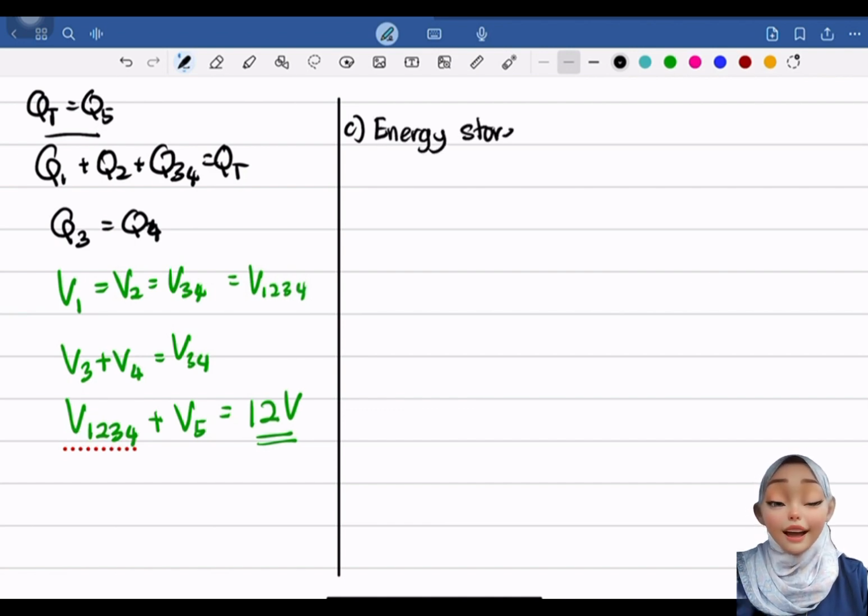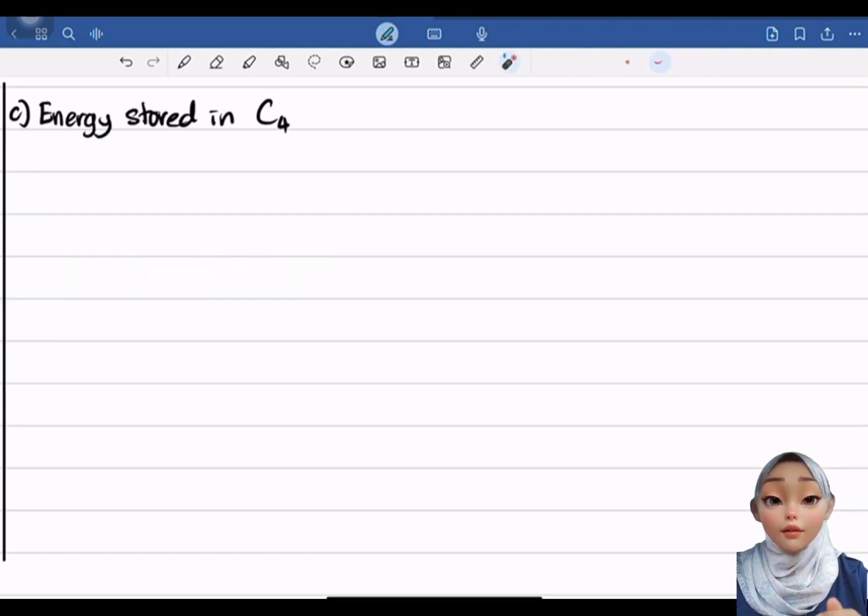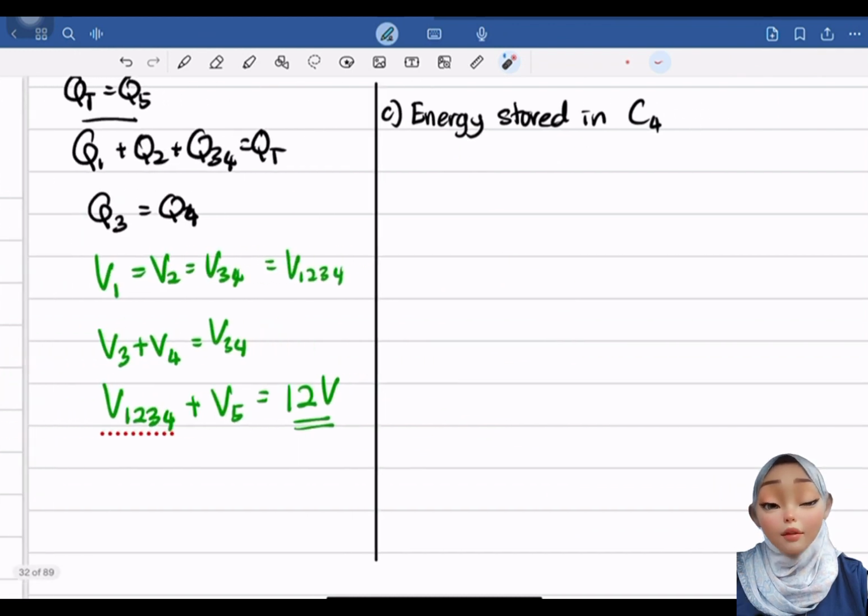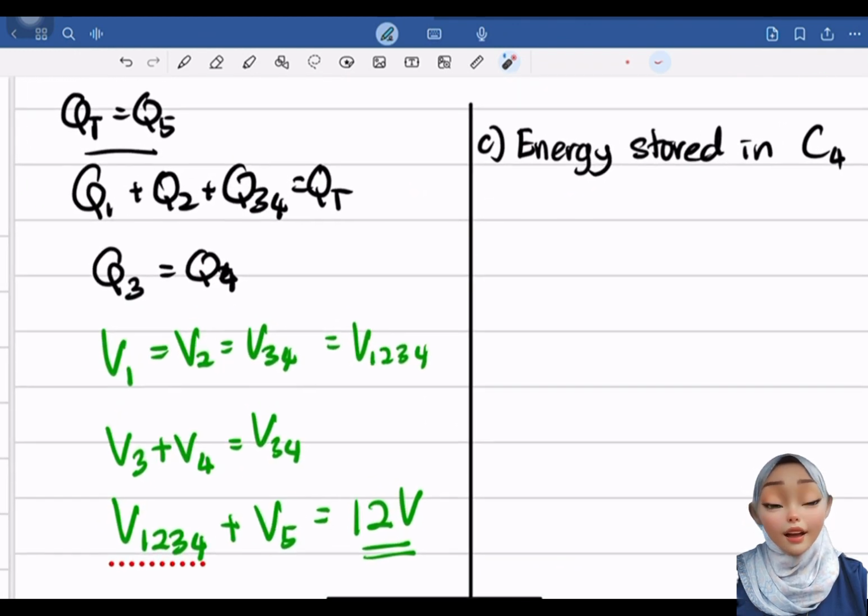So, saya nak tambah energy stored in C4. Saya nak cari energy stored in C4. So, jom kita tengok balik semula apa analisa circuit yang kita dah tengok.